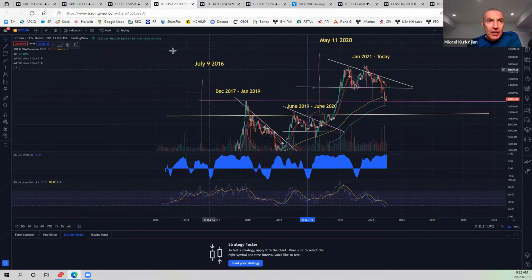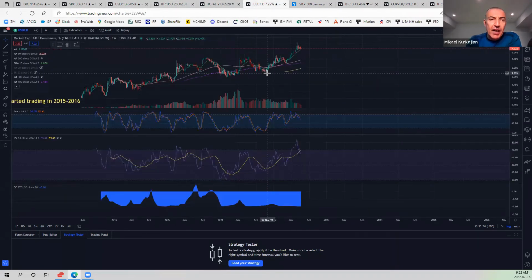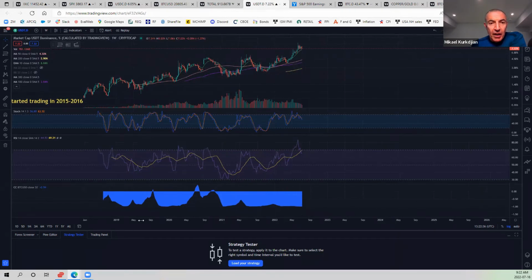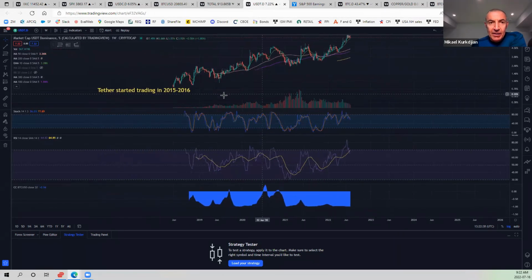Now, if you look at what's happened with Bitcoin's price in the same time window, I'm going to look at Bitcoin's price. The USDC and the USDT started trading at different dates. If I look at the trading date of when USDT, which is Tether, started, it looks like it started trading around 2015, 2016. But on TradingView, which is the tool that I use for my technical analysis, we had the data going back to May 2018.